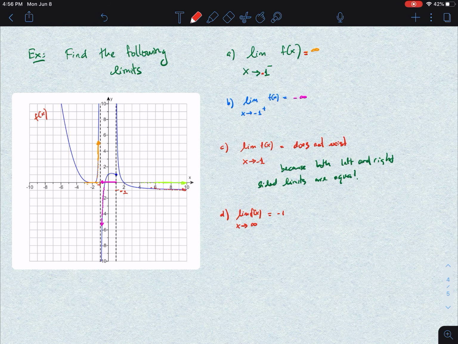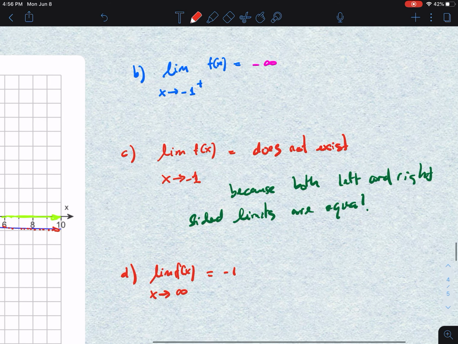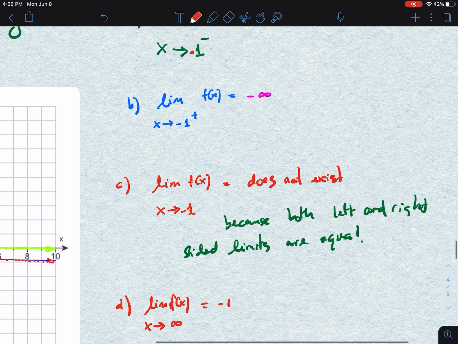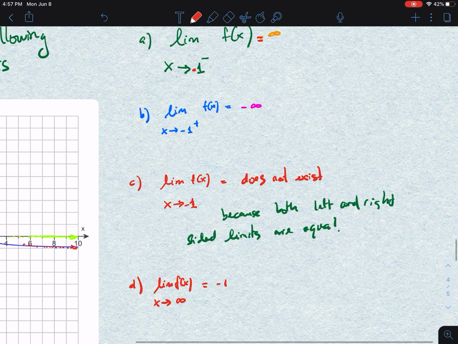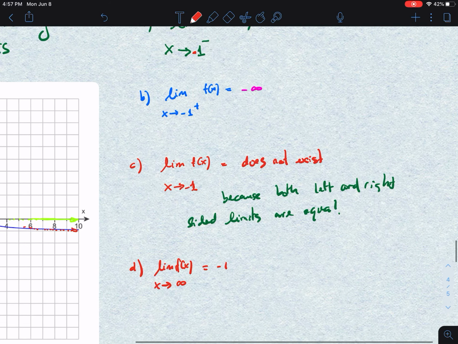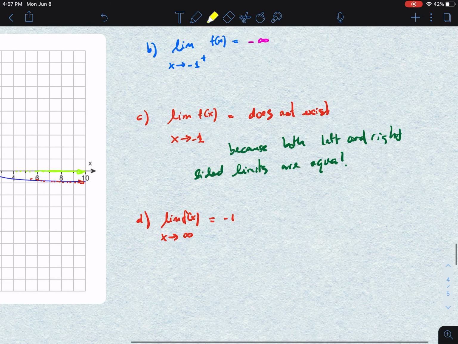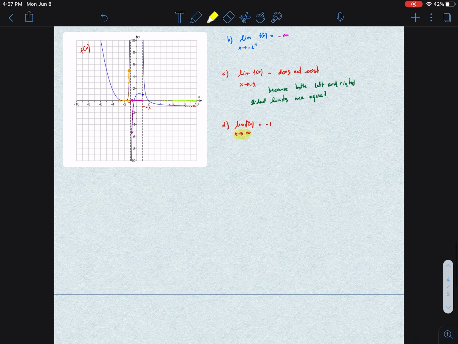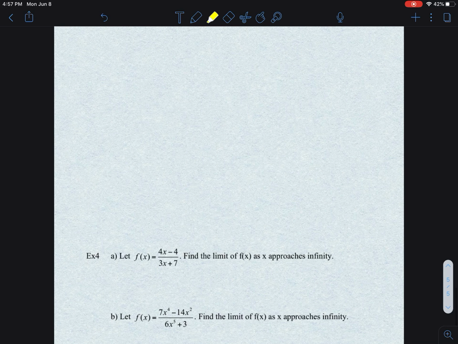As far as a limit at infinity, it's either equal to a number or it's equal to positive or negative infinity. We don't have to consider left and right side limits. The only time we consider left and right side limits is if we're looking at the limit at a particular value of x, by approaching a certain value c. If we're just approaching infinity, we don't have to worry about left and right side limits.